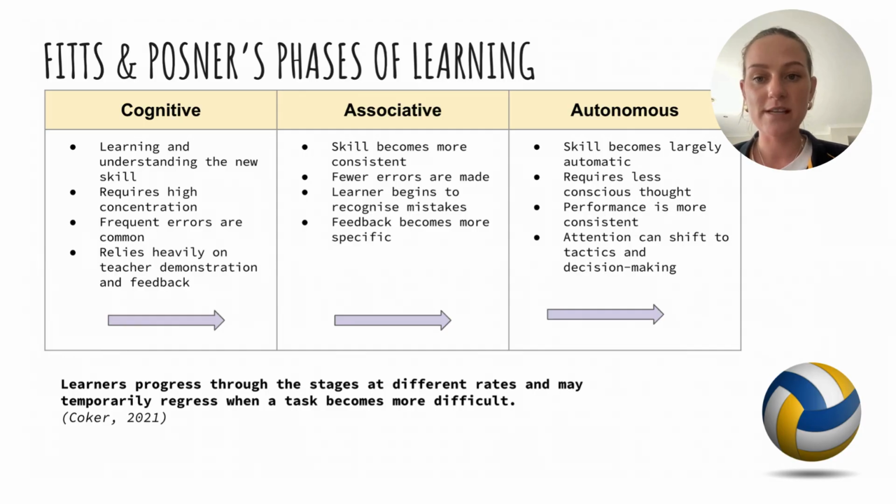Finally, in the autonomous stage, the skill becomes much more automatic, so the student doesn't have to consciously think about every part of the movement. This means they can start focusing more on things like tactics and decision making. It's also important to remember that students won't necessarily progress through the stages at the same rate.